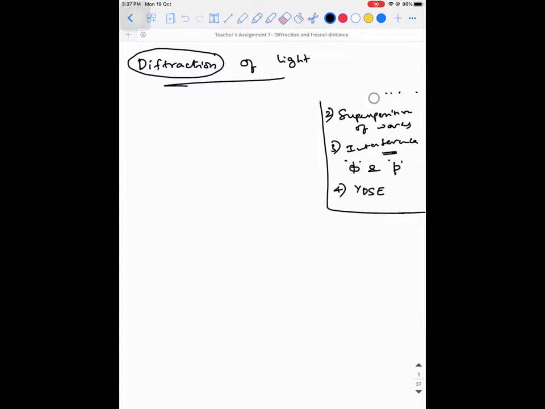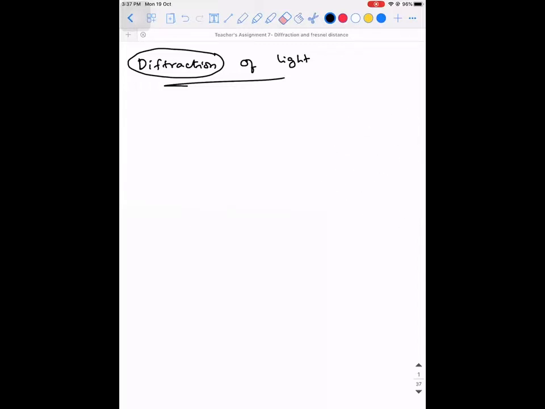Okay. So what is diffraction? That is the first question we need to answer. So on the first day when I gave the introduction, if you remember, I would have explained this term diffraction, not with respect to light, but with respect to sound. Right? Do you guys remember that?